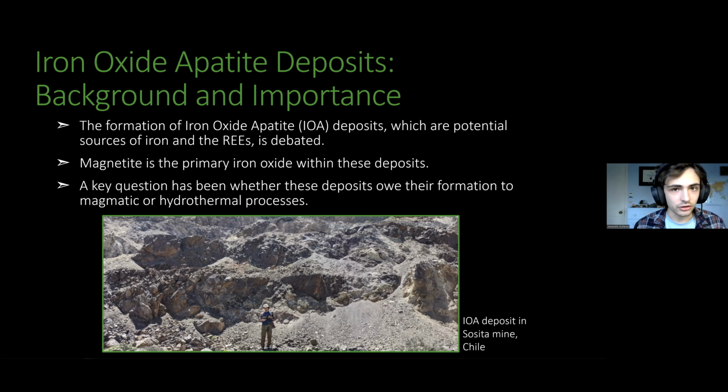Magnetite's a useful mineral to analyze because it's present in a wide variety of deposit types, and we can very easily measure ranges of trace elements using LA-ICP-MS. And these iron oxide apatite deposits vary heavily between localities in terms of age and composition, and the scientific community has not agreed on a common formation condition or petrogenesis.